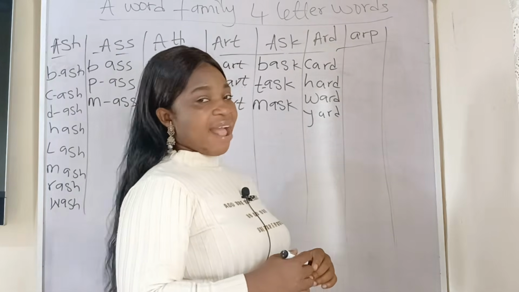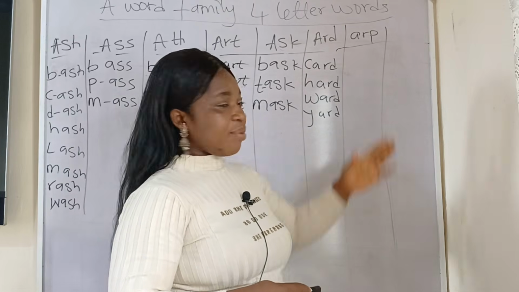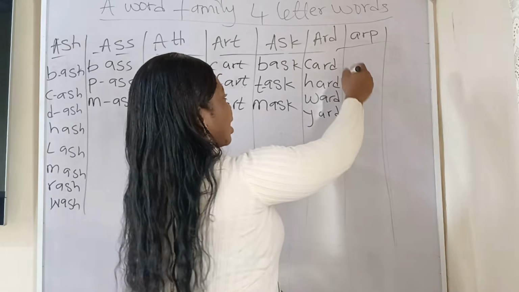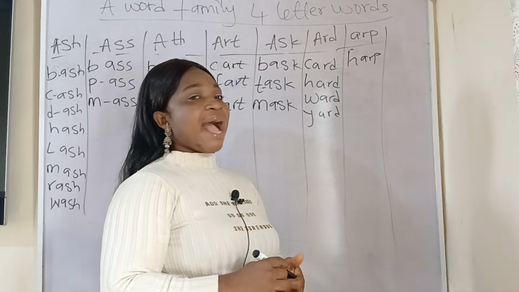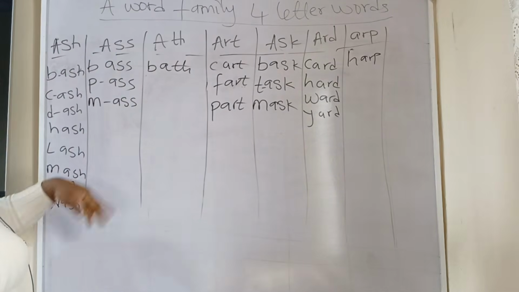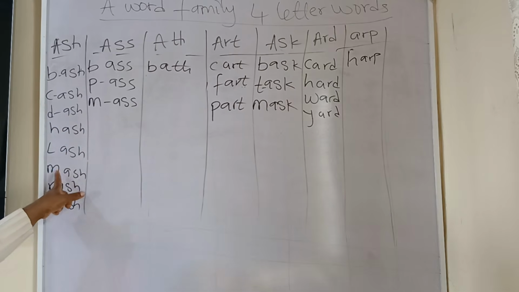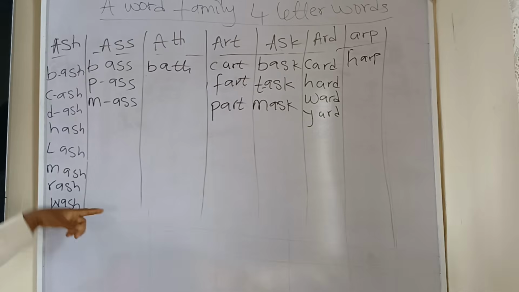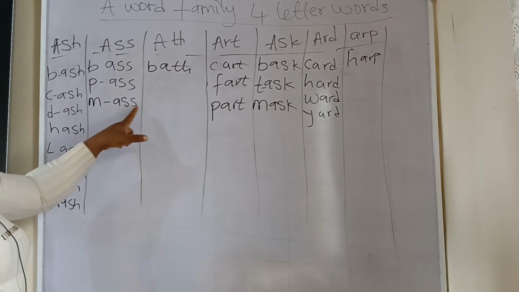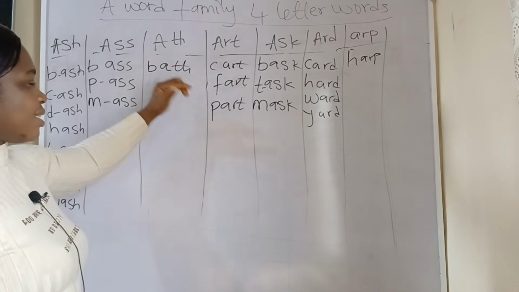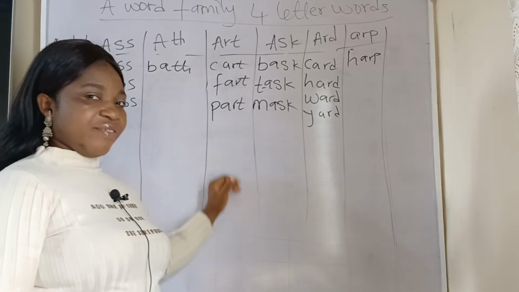Now we have the ARP, the app. Can you think of any word we can make out of this? If we add H, you can have hap. Try adding yours. All right, so totally we have bash, cash, dash, hash, lash, mash, rash, wash. We have here as the base sound, bas, pass, mass. And we have at, we have bat, fill in the rest here. We have cat, fat, and pat, fill in the rest.